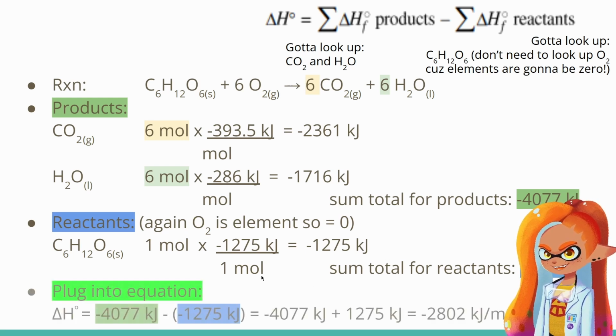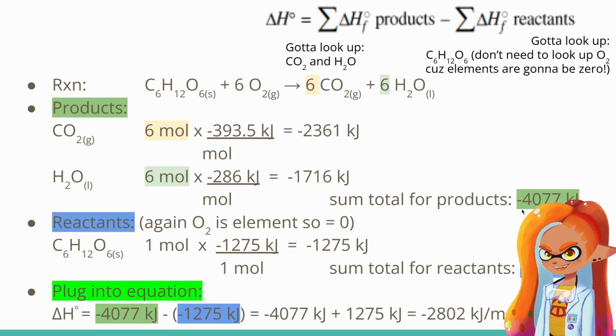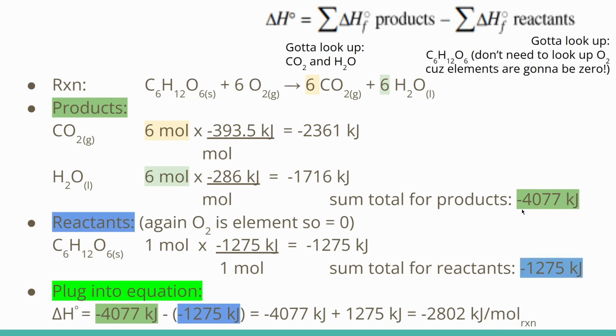The next thing to do is literally plugging it into this equation up here. So I have my product side. So my products was negative 4077. My reactants, again, is right here, negative 1275. And so I input those values. Be careful about negative signs. It's very easy to mess up. And then I just add them up. And then I get my moles of reaction for the heat energy in kilojoules. And that is literally it. This problem got a negative answer, so that means this is an exothermic reaction.